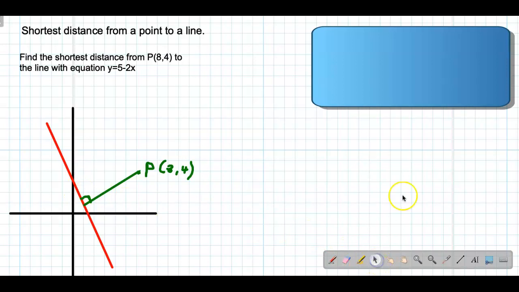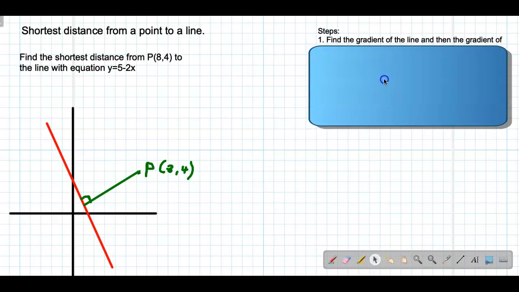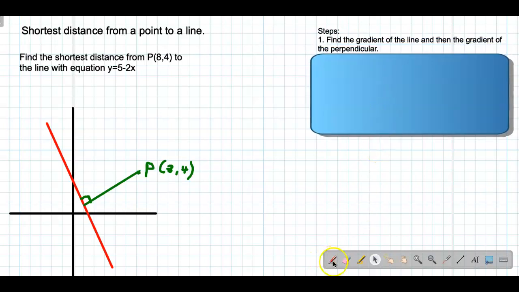So let's have a look at the steps we're going to do to find this distance here, the green distance. We're going to find the gradient of the line and then the gradient of the perpendicular. So we know the gradient of the line here is -2. Be careful of that -2 in there. So let's just put this one here in red. This gradient is -2. And the green gradient, and I'm going to call this one m for my line purposes, is -1 over the reciprocal, so it becomes a half.